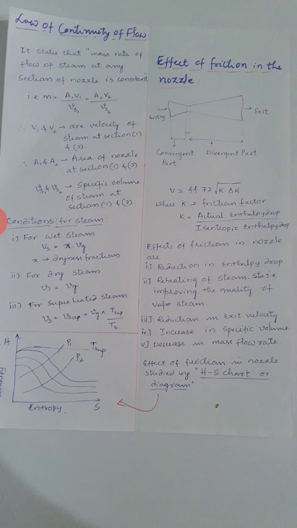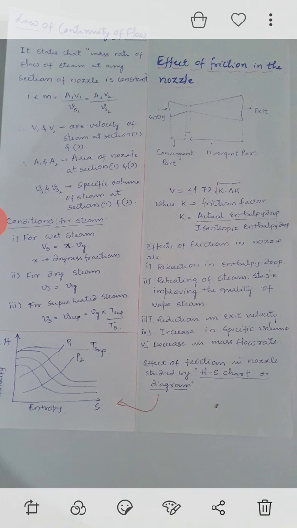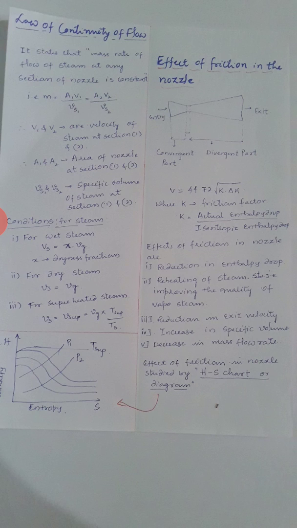The effect of friction is to reduce the available enthalpy drop. The velocity of steam with friction is given by V equal to 44.72 square root of k into delta H, where k is the friction factor, which is given by actual enthalpy drop divided by isentropic enthalpy drop. The effect of friction in a nozzle is given by the reduction in enthalpy drop.